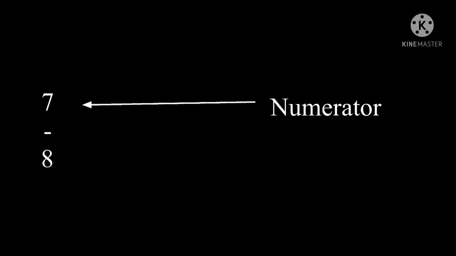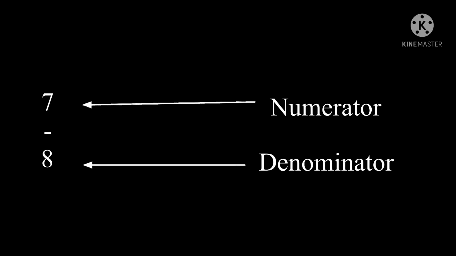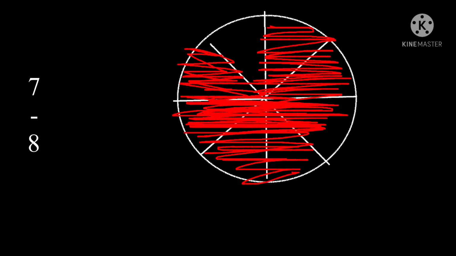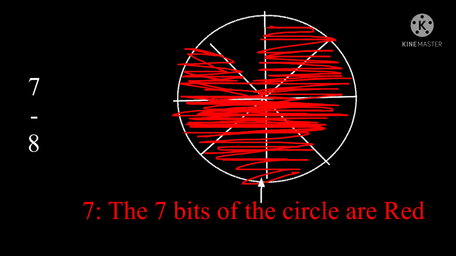So let me show you an example. A fraction symbol has the top part called the numerator. The bottom part is called the denominator. The numerator shows how many parts are selected. So there are 7 parts selected. Can you see that 7 of the bits are red? That is the numerator.